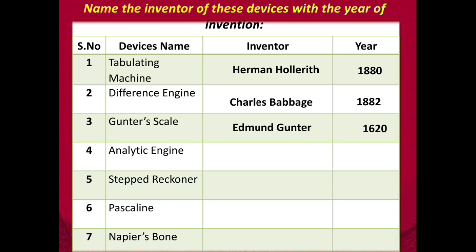The next one is the analytical engine. This one was invented by Charles Babbage. In which year? 1837. So in 1837, the analytical engine was invented by Charles Babbage. The next one is the stepped reckoner. This one was invented by Gottfried Wilhelm von Leibniz. In which year?